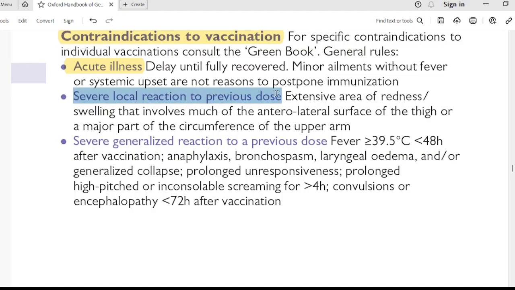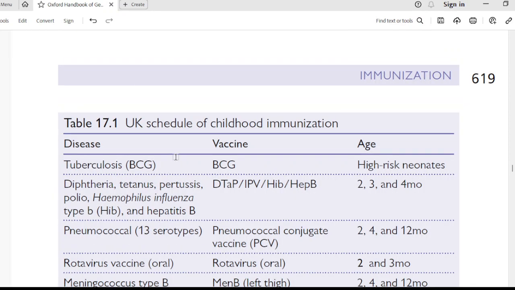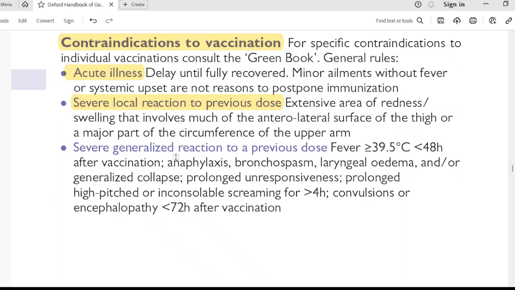Severe local reaction to previous dose. Extensive area of redness or swelling that involves much of the anterolateral surface of the thigh or a major part of the circumference of the upper arm. So there was a severe local reaction to the previous dose, that is redness, swelling involving anterolateral surface of thigh or major part of the upper arm circumference.